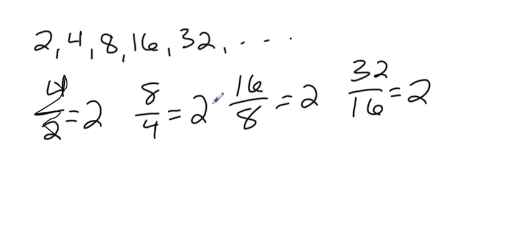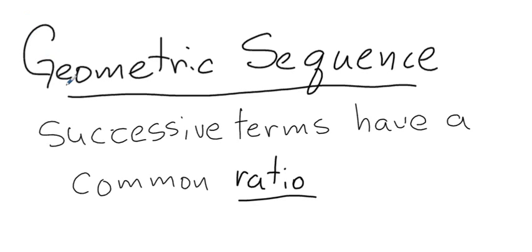We have a fraction right here. That's called a ratio. It looks like all the ratios are equivalent. All of the ratios are common. We have a common ratio of 2. If a sequence has a common ratio, that is called a geometric sequence. Definition for a geometric sequence: successive terms have a common ratio.